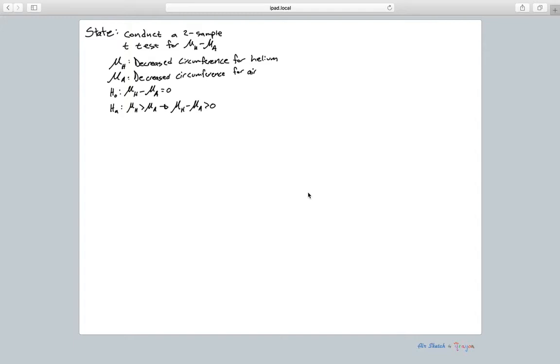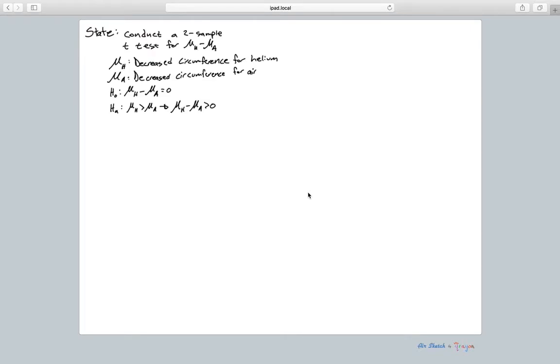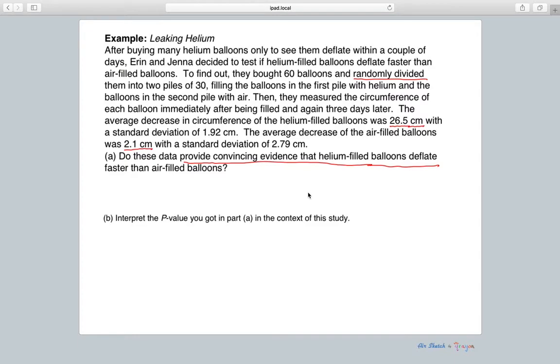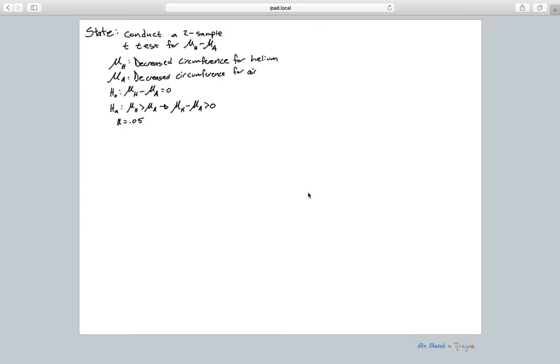And the other thing I need to do, they didn't specify a significance level. Oh, give me a break. So I'm going to say that alpha, we're going to just set it to the 0.05 level. Now, just going back and looking at this, there is a large difference between 26.5 centimeters and 2.1 centimeters in terms of the decrease in circumference. So it seems like a significant result, but we still need to do the statistics to check that.